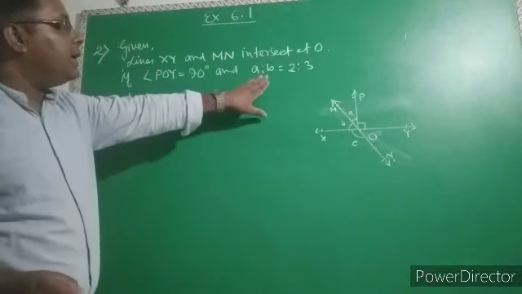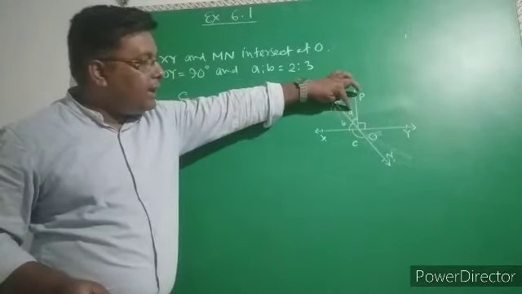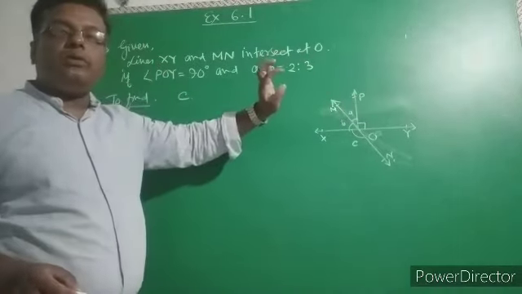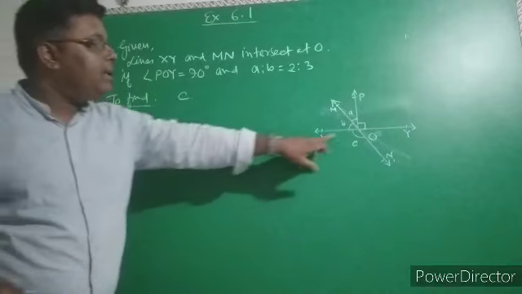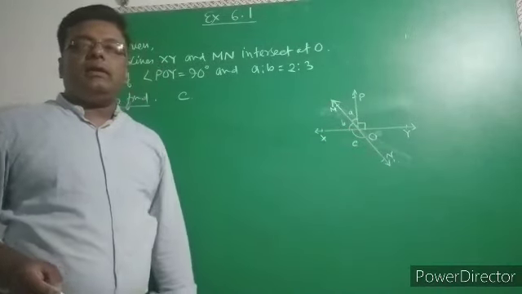Now again, given that the ratio of this angle A and B is equal to 2:3. Now we have to find the value of C, this angle. This is XO and this angle C.